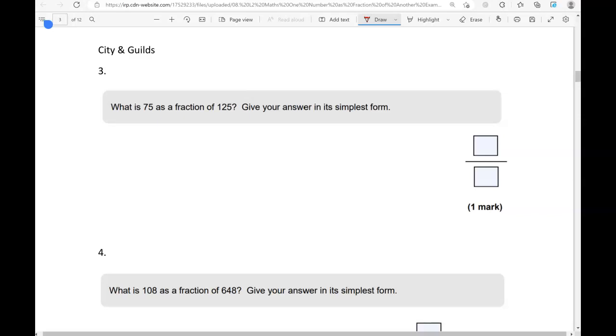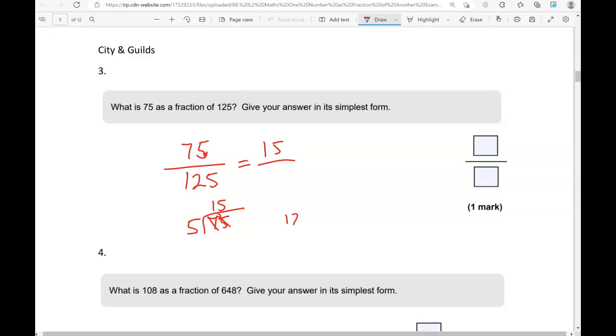What is 75 as a fraction of 125? Give your answer in its simplest form. So 75 out of 125. We can divide both numbers by 5 because they both end in 5s. So 75 divided by 5. How many 5s fit into 7? That's 1, and we have 2 remaining. How many 5s into 25? That is 5. So that gives us 15.